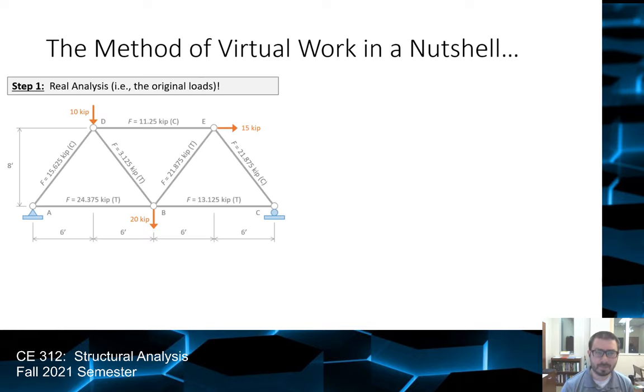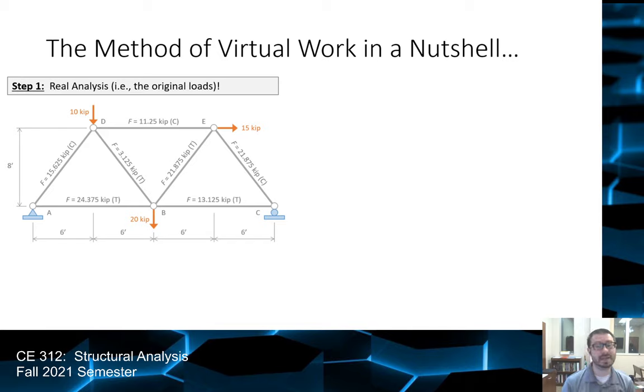Step one is to analyze the truss. First off, you should recognize these forces, because we did this example in class. These forces here, we came up with already. We call that the real analysis, and we call it the real analysis because those are the real loads that are on the structure. So that's step one.